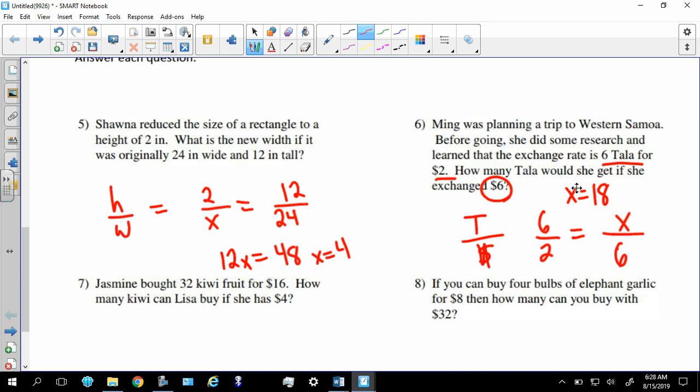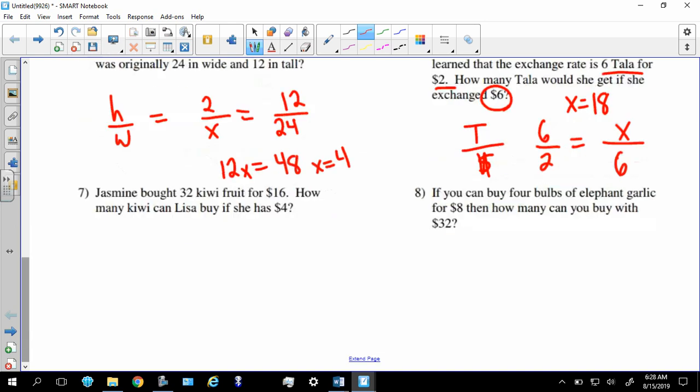Now this is just basic proportions, so I'm kind of speeding up a little bit. Jasmine bought 32 kiwi for $16. So I'm just going to put kiwi over dollars. That's 32 over 16. How much can she buy for $4? We don't know how many kiwi, but we do know it's $4. Cross multiply and solve. X is equal to 8.